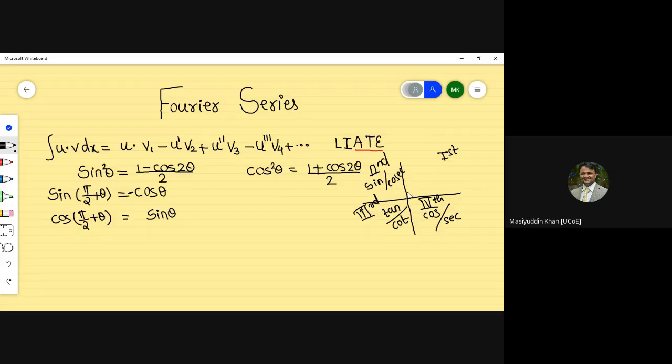Pi by 2 plus something means it will lie in the second quadrant, because this is 180 degrees in total. This is 270 and this is 360. So you should remember these things.